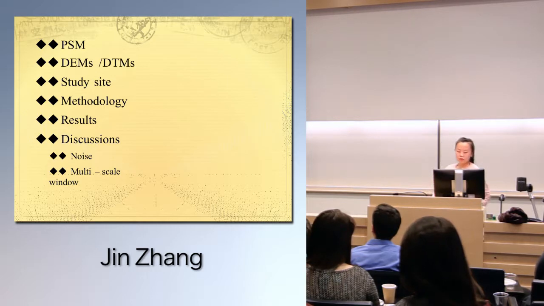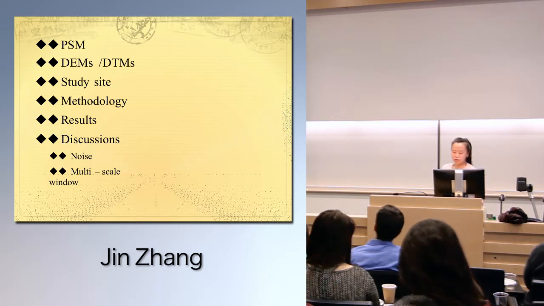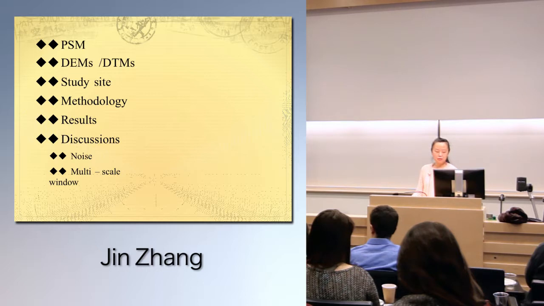The things I'm going to talk about are what predictive soil mapping is, what DEMs are, the data I'm using for the study, my study site, the methodologies, the results, and a little bit of discussion on the uncertainties. The purpose of this study is partially a large concept about predictive soil mapping. The things I'm talking about today are meant to improve the accuracy of our predictive soil map.